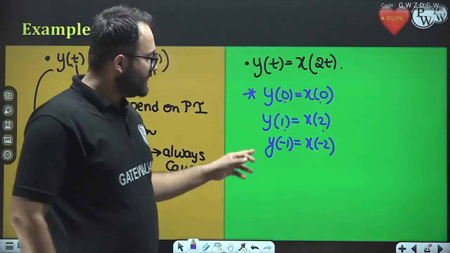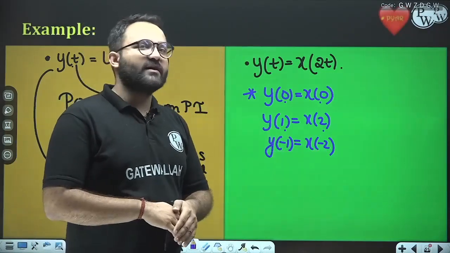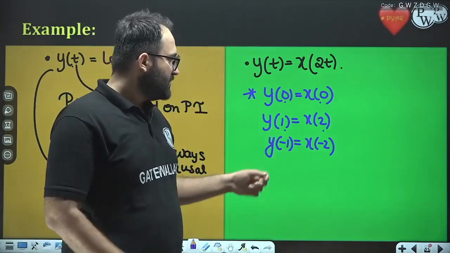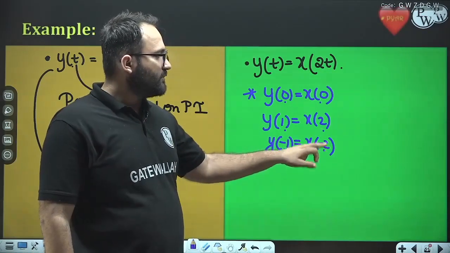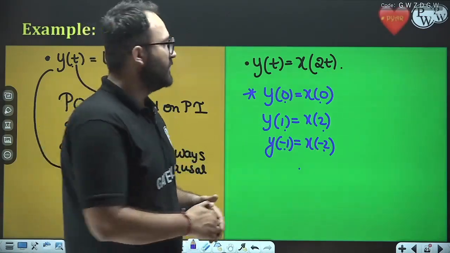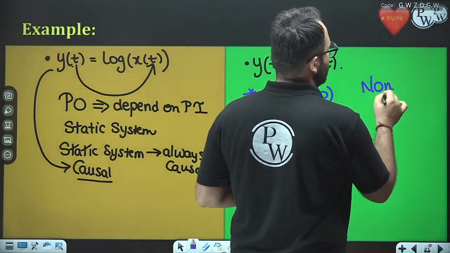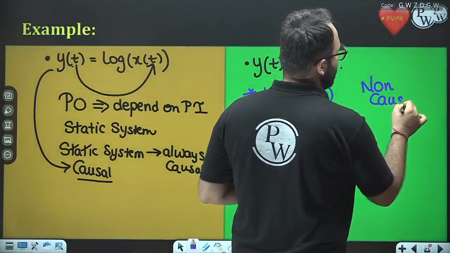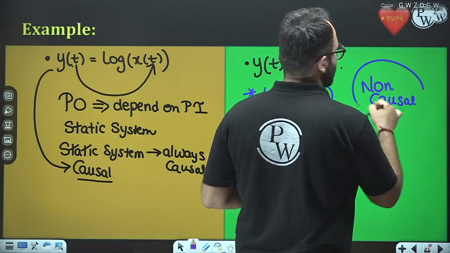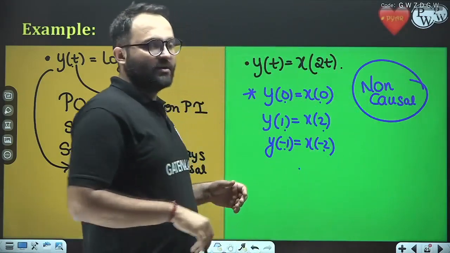Y of -1 is dependent on x of -2. This means that the present output is dependent on the past also. Okay, so this is non-causal because it is neither anti-causal nor causal. Why non-causal?